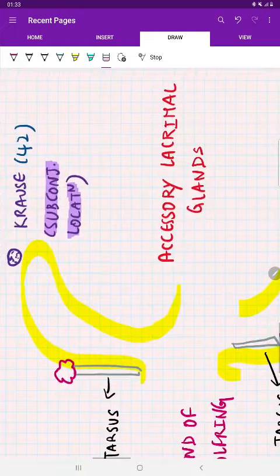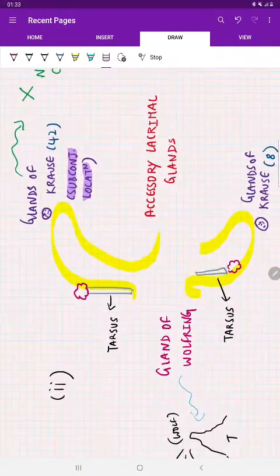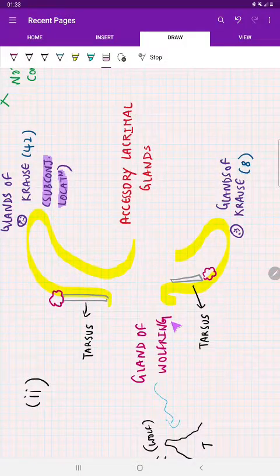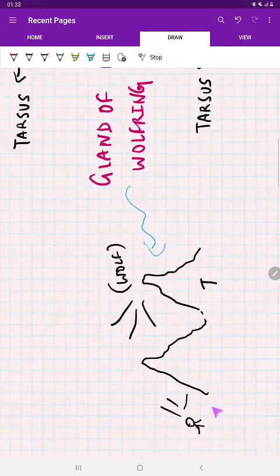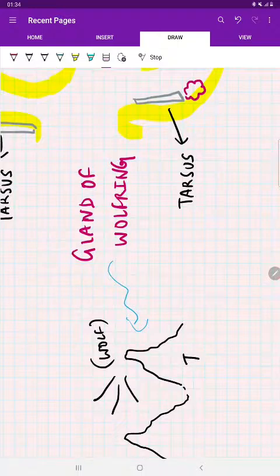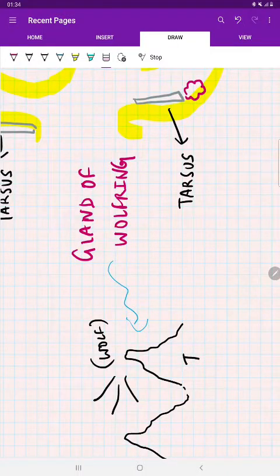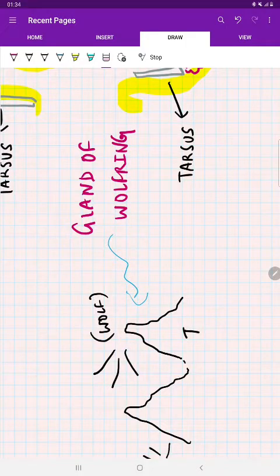Next, coming to accessory lacrimal glands. Accessory lacrimal glands are basically the glands of Krause and glands of Wolfring. To remember gland of Wolfring, think of wolves on a mountain, one on the mountain and one below the mountain. It will stand on the mountain and shout. The mountain is a very stable structure. Again, the stable structure giving the architecture of the eyelid is the tarsal gland. So the gland of Wolfring is present on and below it.